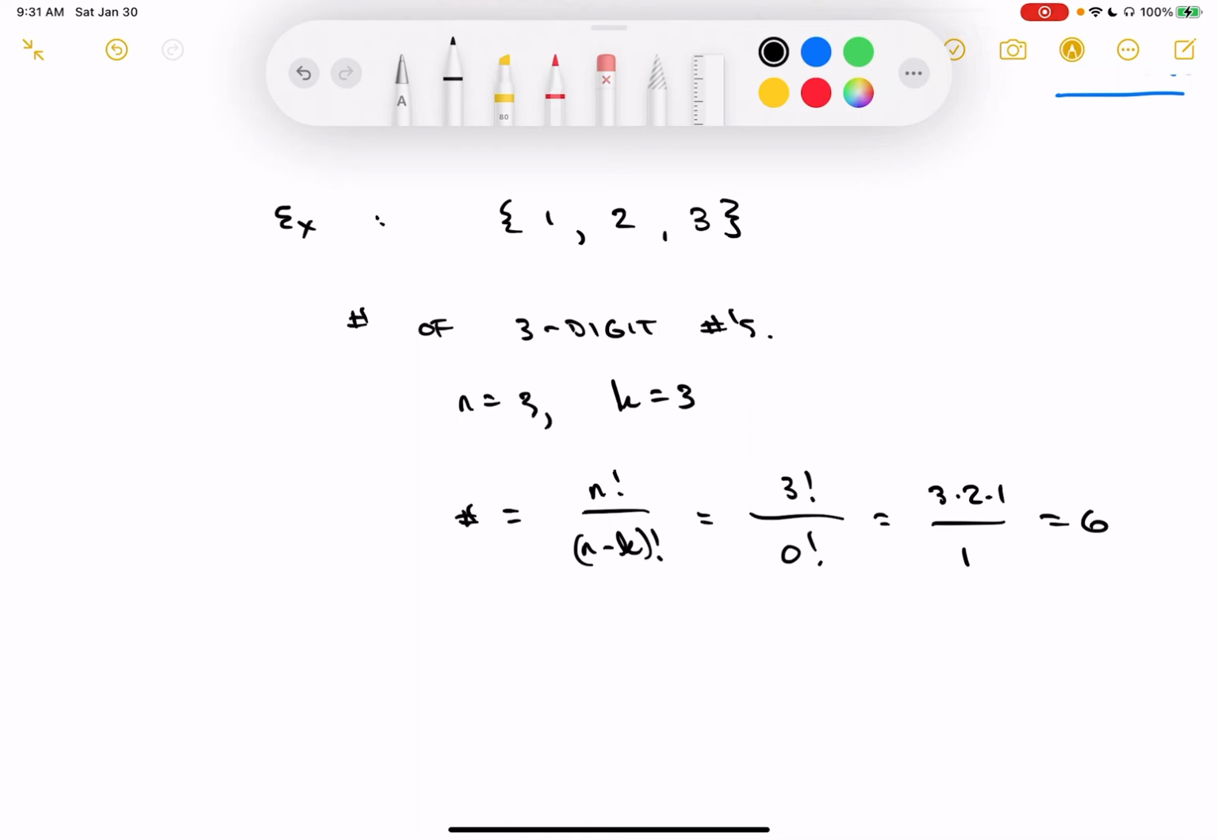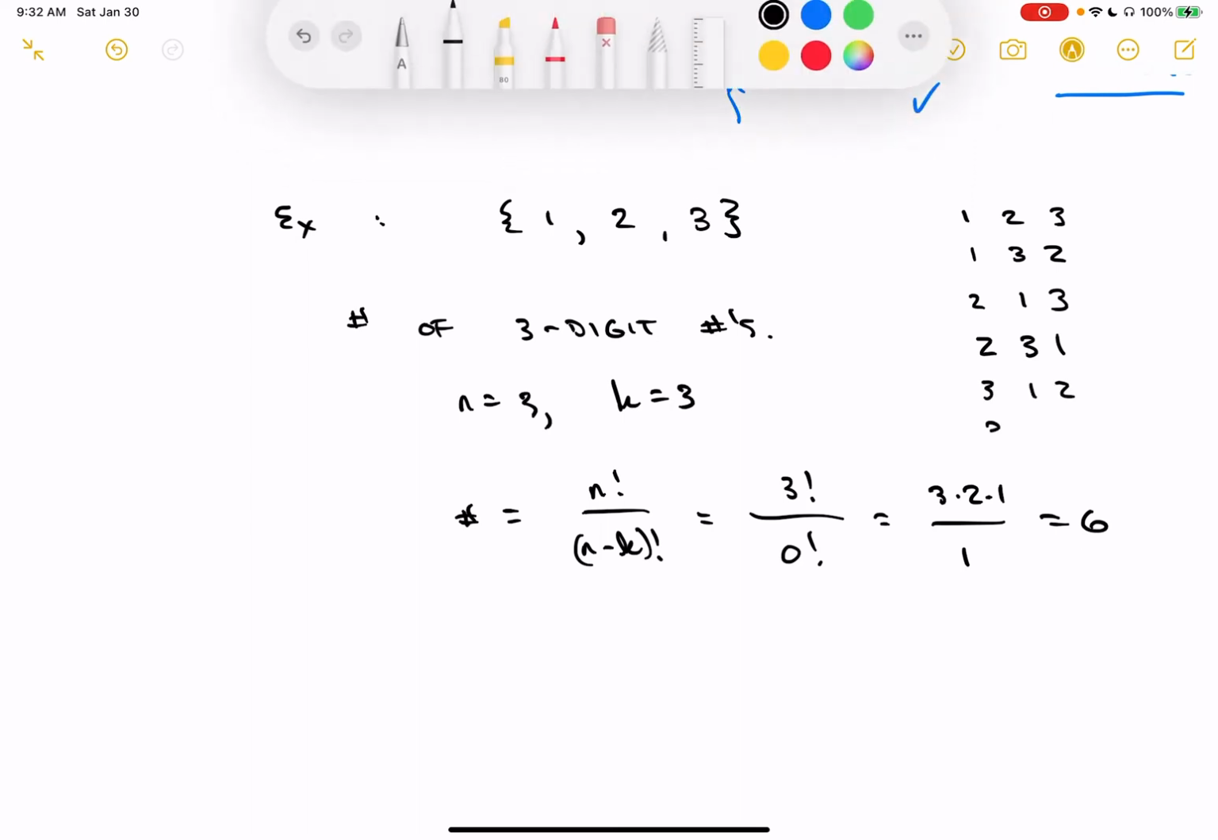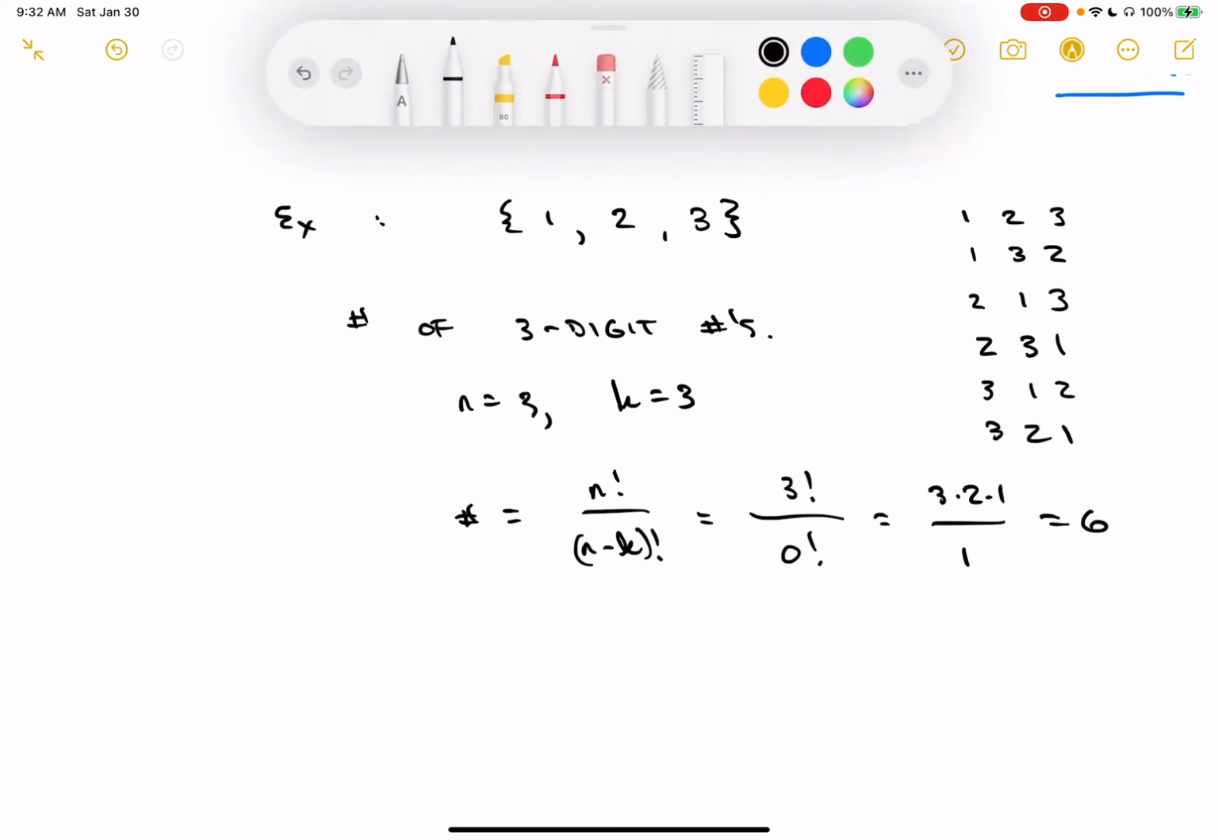In this particular case, because the sample size is so small, the number of digits is so small, I could probably enumerate these out pretty quickly. I could have a 1, 2, 3. I could have a 1, 3, 2. Then I could put the 2 in the first place. I could have a 2, 1, 3, and I could have a 2, 3, 1. And I could have the 3 as the first. I could have a 3, 1, 2, and I could have a 3, 2, 1. No other numbers are possible when taken from those 3 without replacement as a 3-digit number.